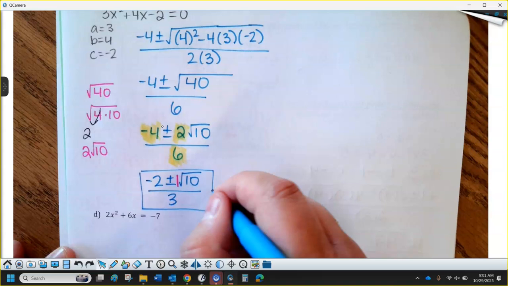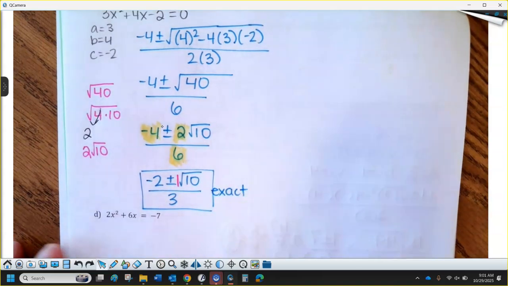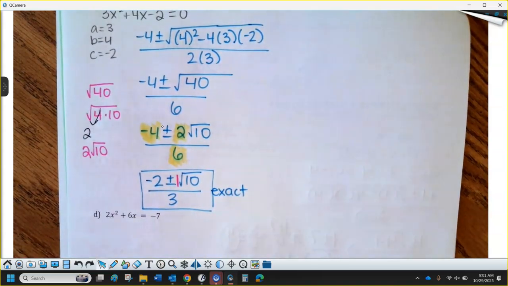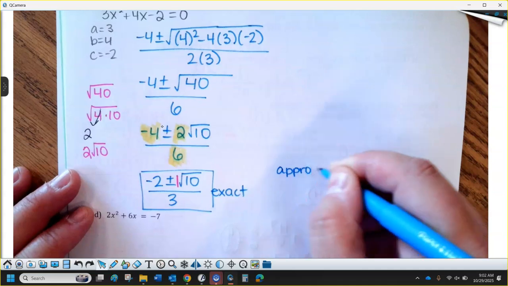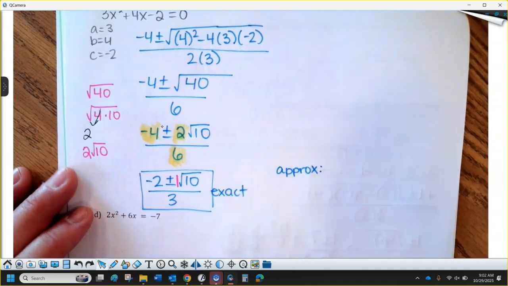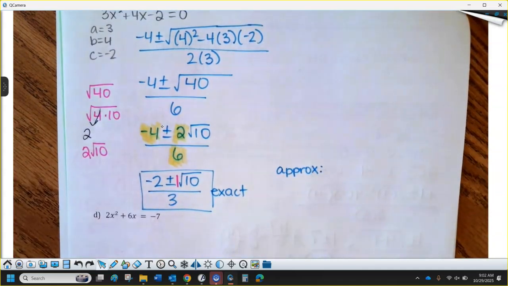Okay, now this is what we would call our exact answer. Because when you have a square root that's not a perfect square, it's a nasty irrational number that has no pattern, no way to write it as a fraction. So I cannot write that without a radical as an exact answer. So when it says exact answer, it just means simplest radical form. You can also write an approximate answer. All you're going to do is just type this into the calculator.